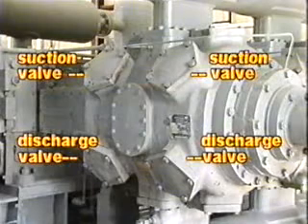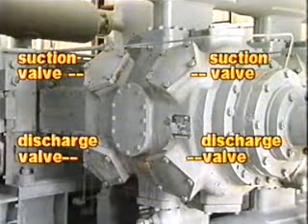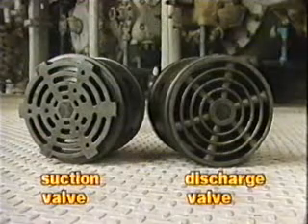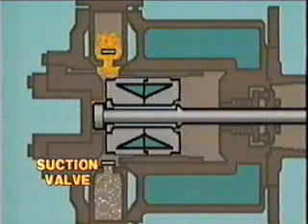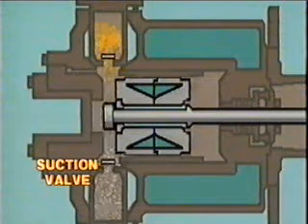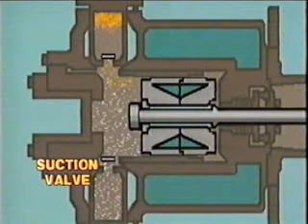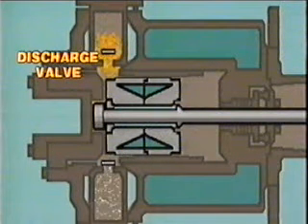Each cylinder also contains 2 sets of valves, suction and discharge. These valves look similar, but gas travels through them in only one direction. As suggested by their names, a suction valve allows gas to enter the cylinder for compression, while the discharge valve lets the compressed gas leave the cylinder.